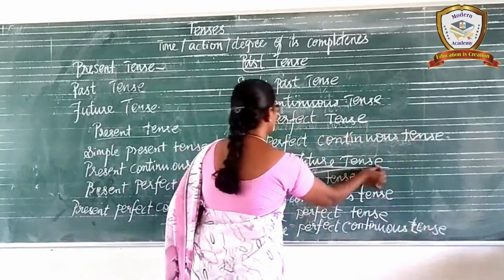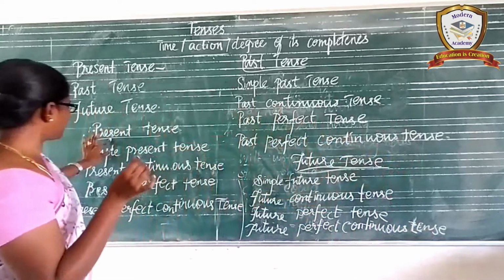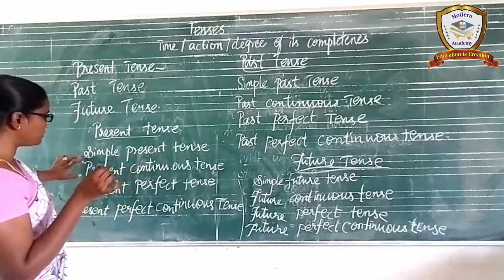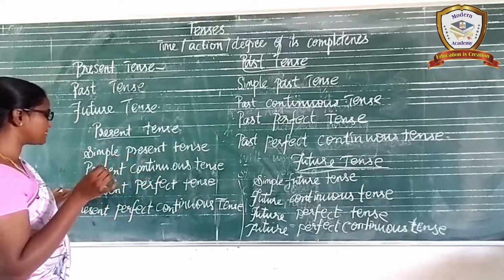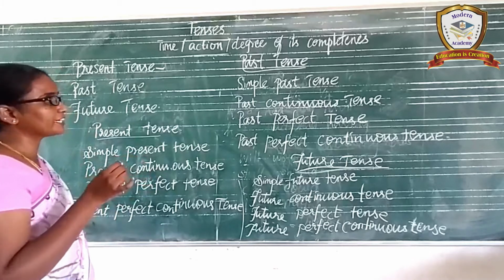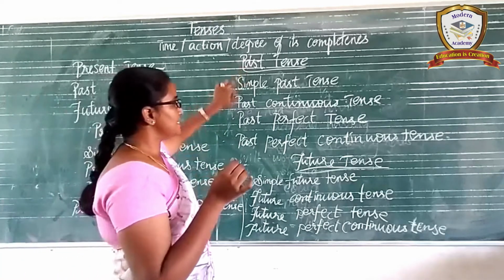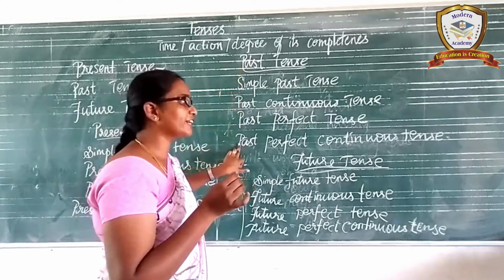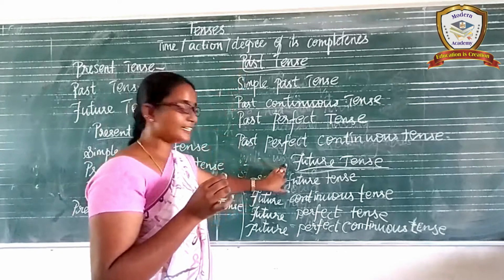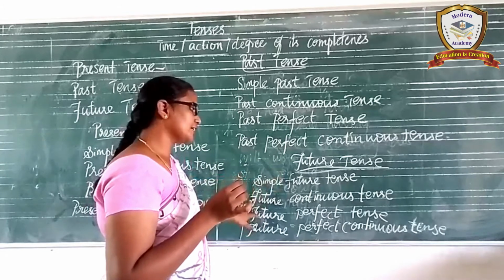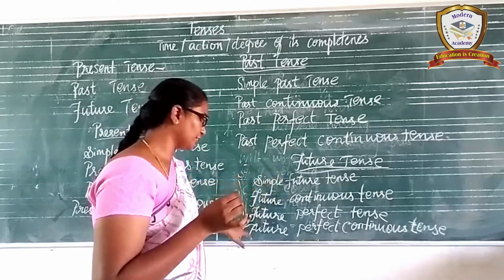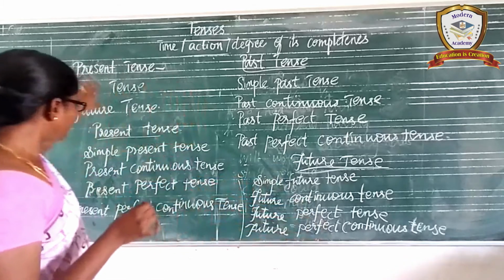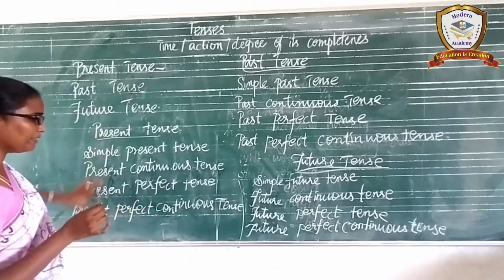Future tense, present tense, past tense. There are three main tenses. Each tense has four types. Simple present tense, present continuous tense, present perfect tense, present perfect continuous tense. Past tense: simple past tense, past continuous tense, past perfect tense, past perfect continuous tense. Future tense: simple future tense, future continuous tense, future perfect tense, future perfect continuous tense. Everything is the same; only the time code should be different.